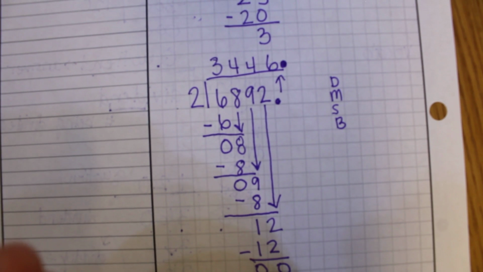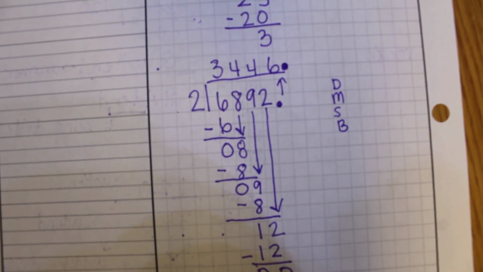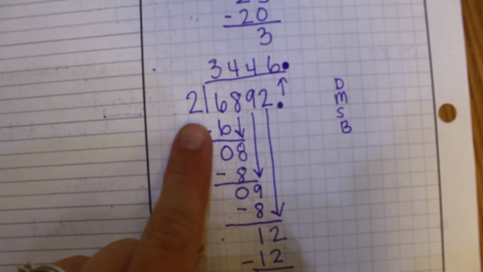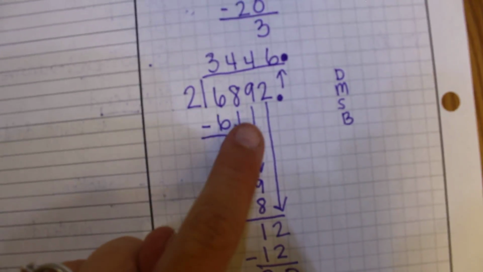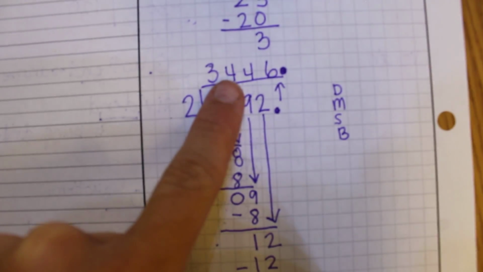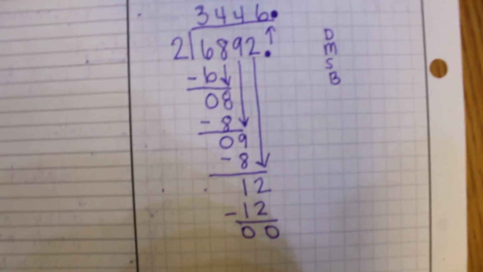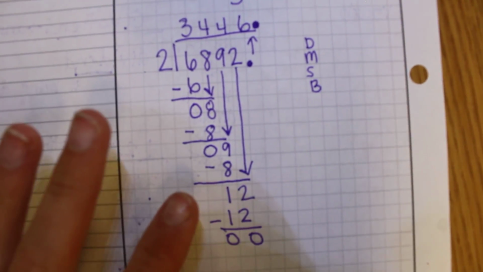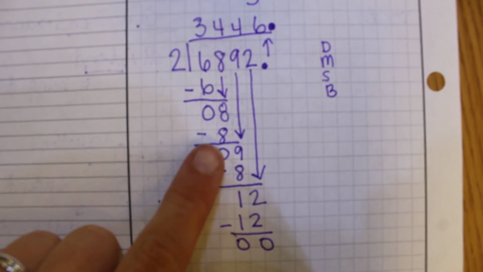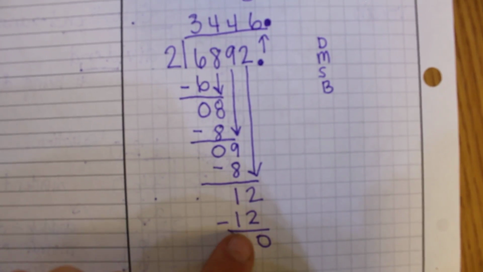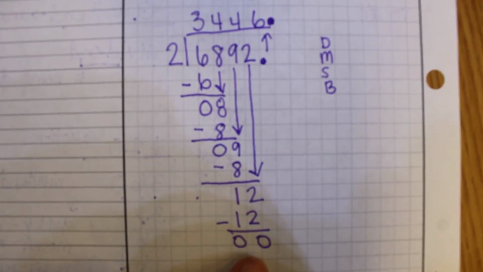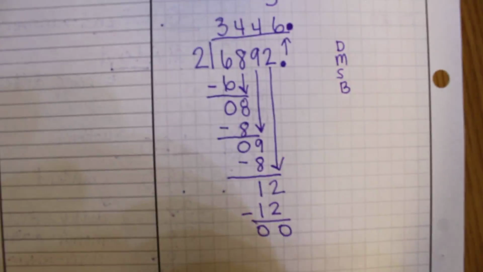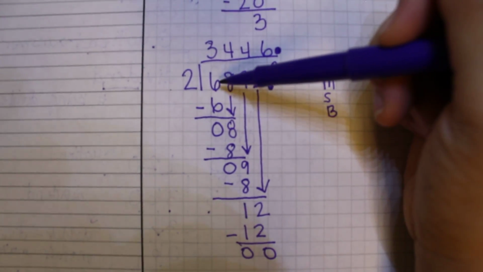3,446 when 2 divides into 6,829. Remember, this is the divisor, this is the dividend, and this is the quotient, meaning our answer. So this is a problem where it divides in evenly, and then it doesn't divide in evenly, and then in the end it does divide in evenly.